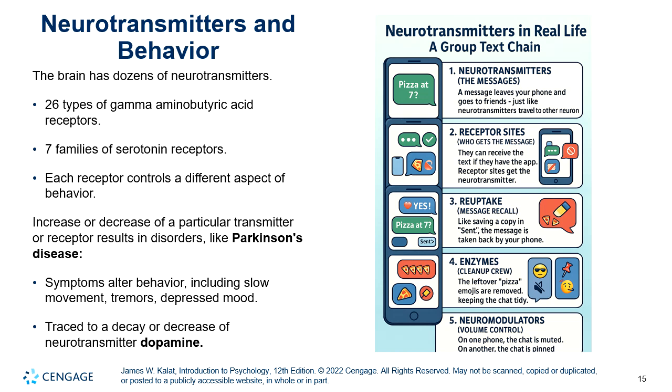Reuptake, message recall. After you send the text, your phone still has a copy in the sent folder. That's like reuptake. The neuron pulls some neurotransmitters back in to reuse later. No need to keep spamming new messages when you can recycle.